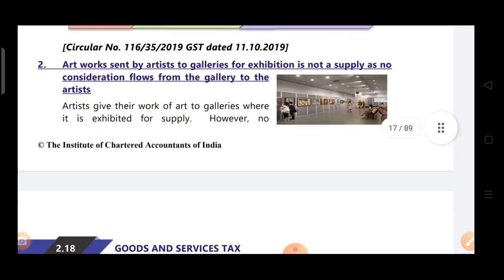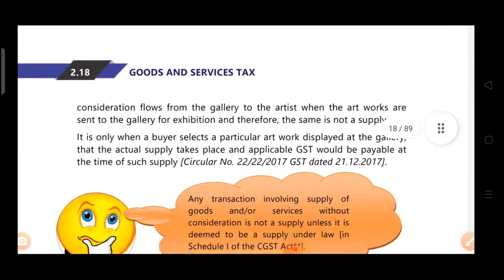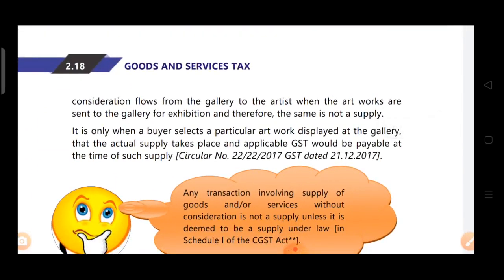See, artists give their work of art to galleries where it is exhibited for supply. However, no consideration flows from the gallery to the artist where their artworks are sent to the gallery for exhibition, and therefore the same is not supply. It is only when the buyer selects a particular artwork displayed at the gallery that the actual supply takes place, and applicable GST would be payable at the time of such supply.